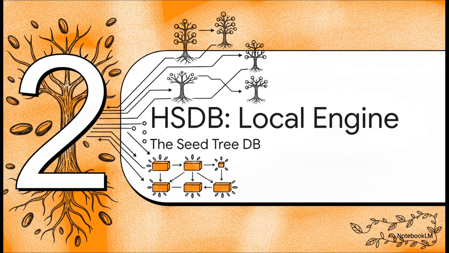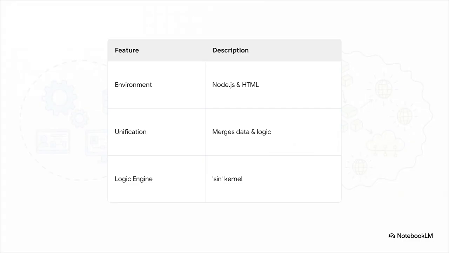Which brings us to part two, HSDB, the local engine. So what exactly is the technical makeup of HSDB? Well, it's a strictly localized web-based engine built entirely on Node.js and HTML. And its real superpower is that it uses a nested digital filing system to unify static data, what we call our nouns, and active computing logic, our verbs. It literally merges them right next to each other into single unified nodes within the application runtime.